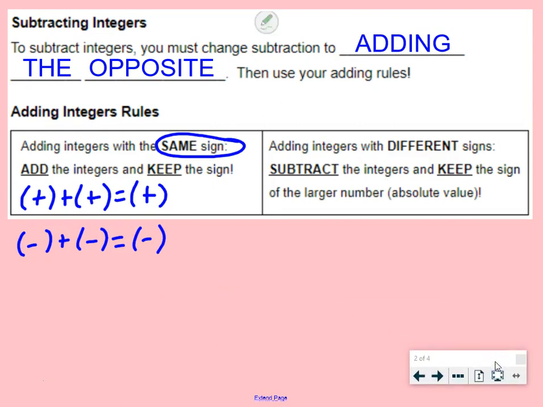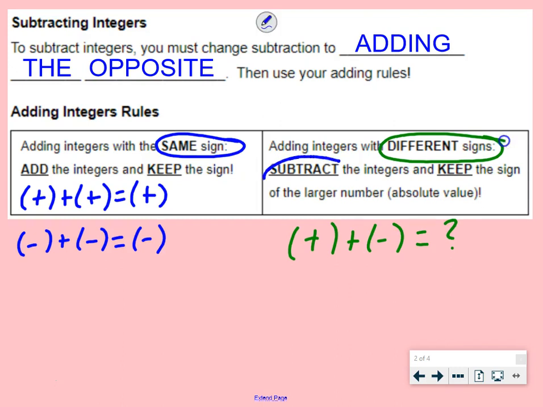For integers with different signs, that's when it gets a little different. So a positive plus a negative can be either or. We don't always know right away. So what we have to do is subtract the integers and keep the sign of the larger number. So whichever one has more. If you have more negative numbers, your answer is negative. If you have more positive numbers, your answer is positive.